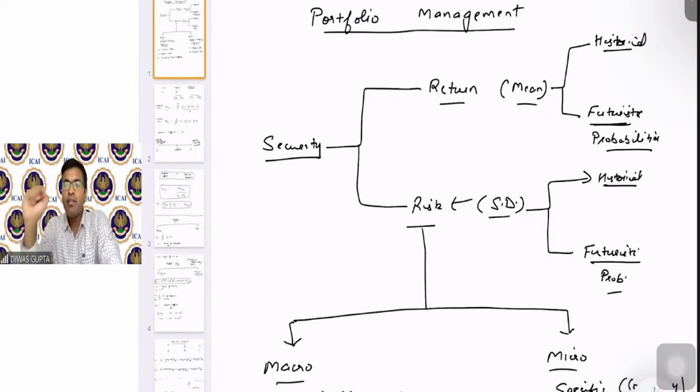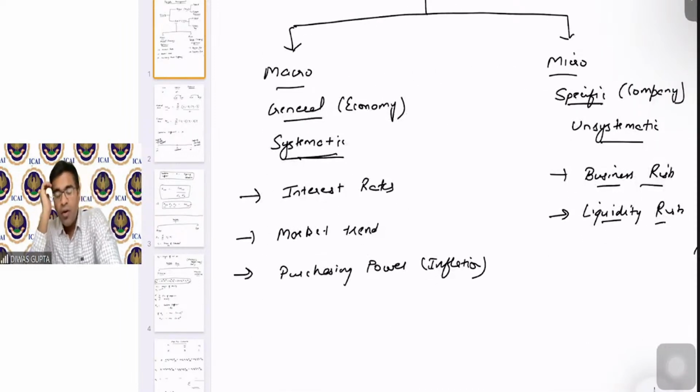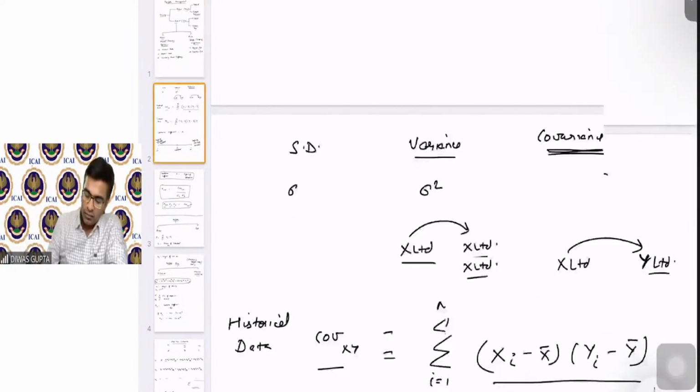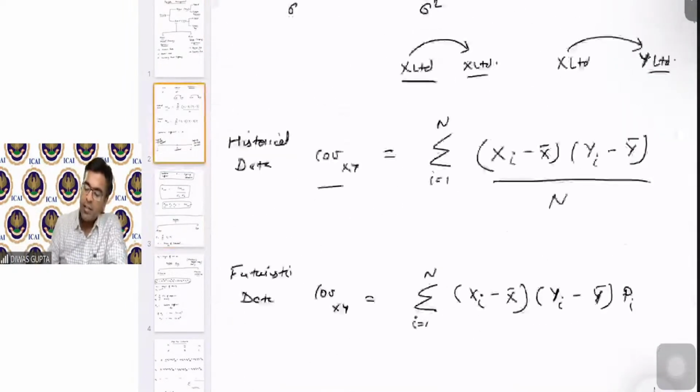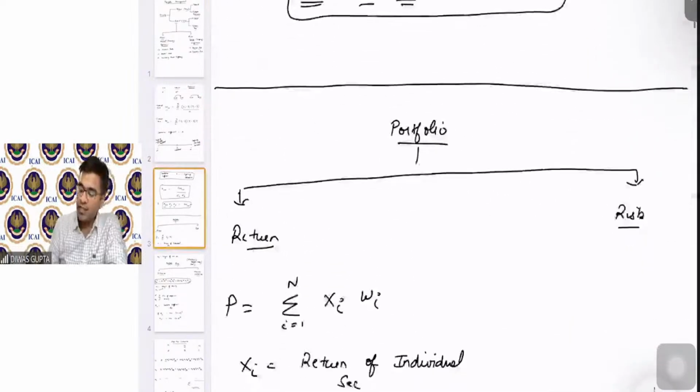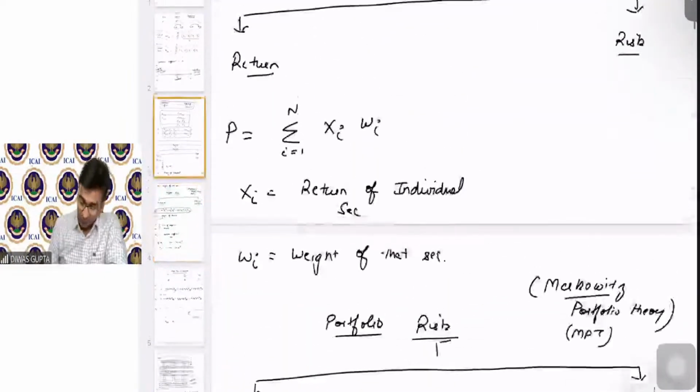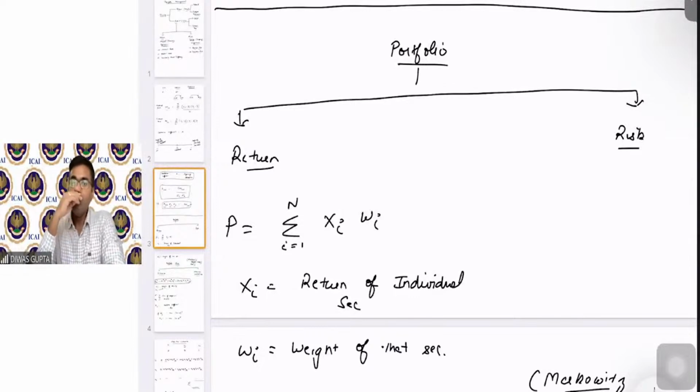Risk is standard deviation, mean is return. Return was possible on the basis of two sets of data, historical as well as futuristic, similarly for risk also. Then we said that for risks, there are different factors that contribute. Some of them are macro in nature, some of them are micro in nature. Micro are specific risks, which are unsystematic. Macro are systematic risks. Then we discussed these components, variance, covariance, which we discussed today as well. Then we came to the portfolio.